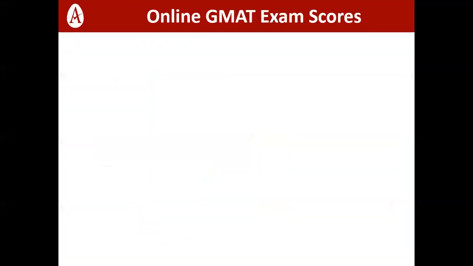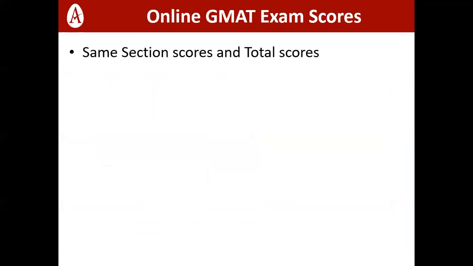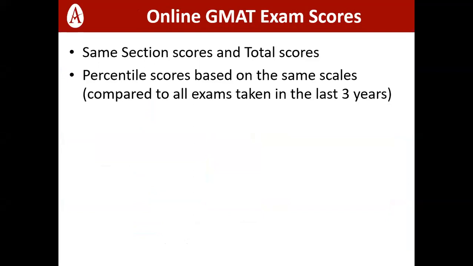Now let's talk about the scores of the exam. First of all, the most important thing to remember is that the section scores and the total scores are still going to be the same. The percentile scores are still going to be the same. And that is why business schools are still going to be accepting this exam just as they do with the regular exam. Now, there isn't an AWA, so the schools might ask you to, for example, write an extra essay, potentially.